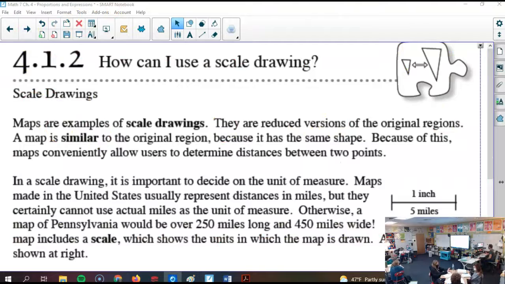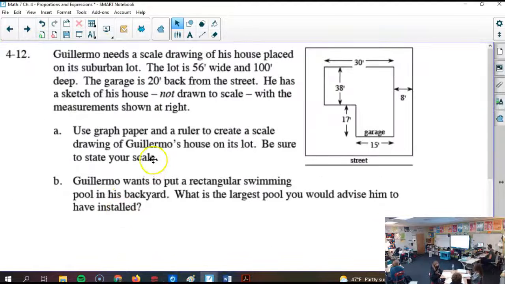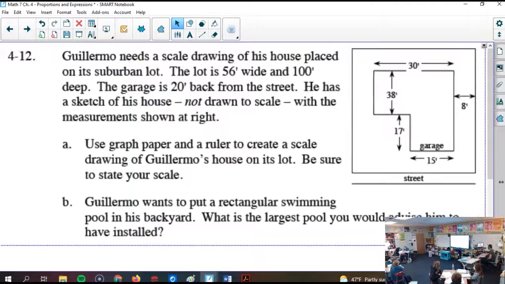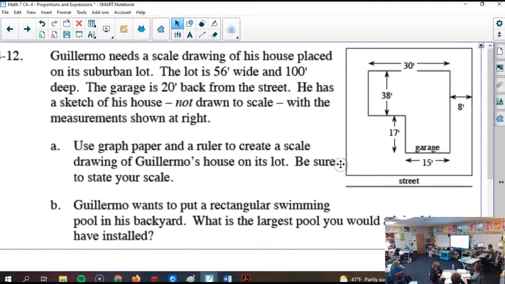Here's your task. Guillermo has bought a plot of land and is going to put a house on it, or is drawing a picture of his house. Guillermo's lot is 56 feet wide, 100 feet deep. I want you on your paper to draw the rectangle that would be the edges of his property.